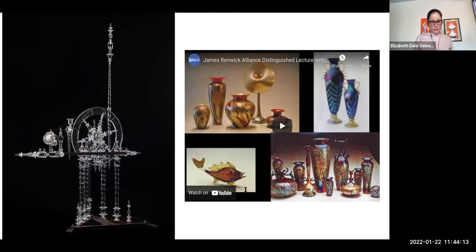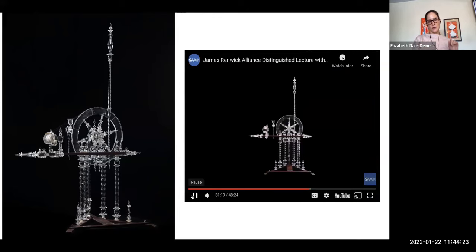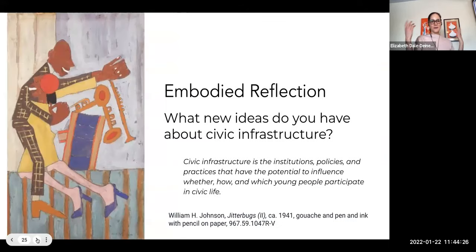So I wanted to make sure to give you a little time to start to apply this to reality. So in my magical world, when I don't overpack things, we were going to do an embodied reflection whose intention was going to be getting you up out of your seat, using your body to demonstrate new ideas that you might have about civic infrastructure.